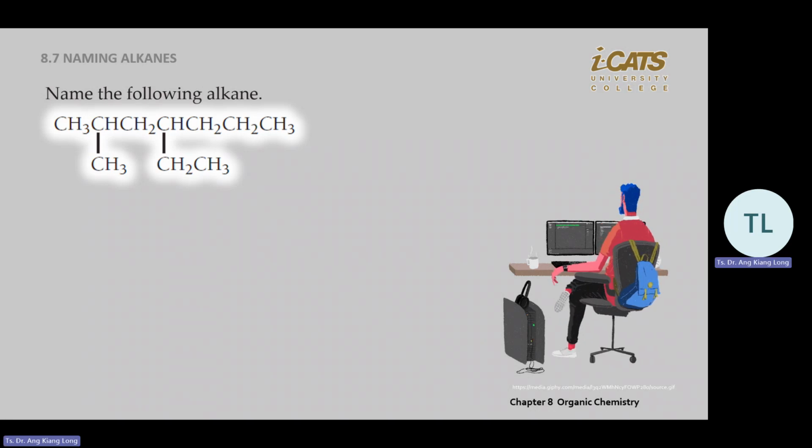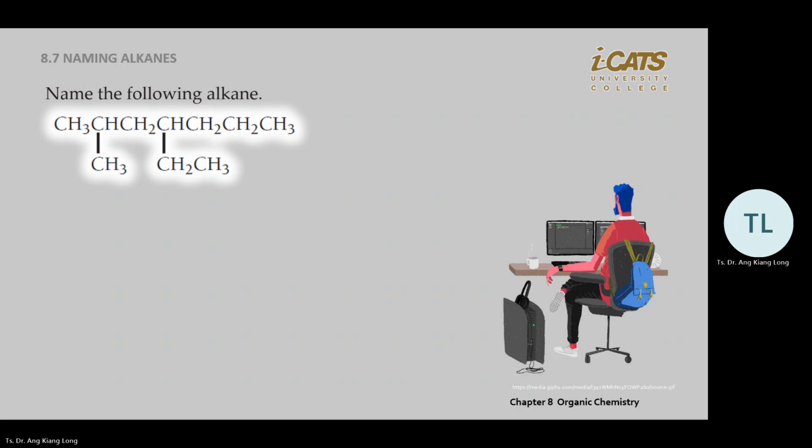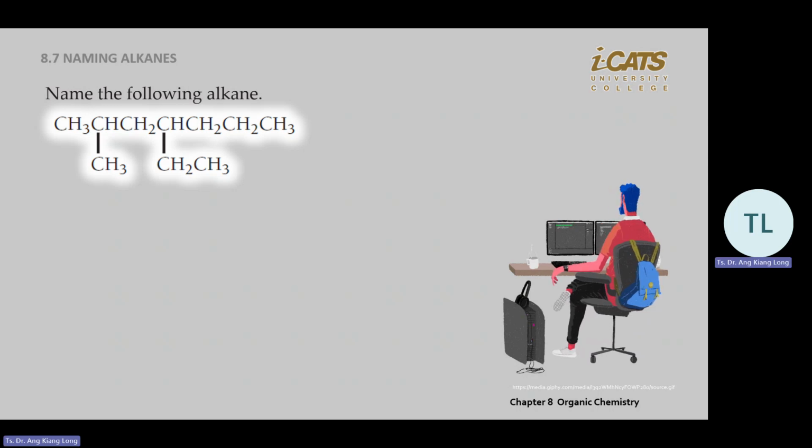Okay. Then after that is numbering. Numbering of individual branches. For example, you need to count from both ends. Always use the lowest number. For example, this one, you count from the left will be 1, 2, and then 3, 4. So for the first CH3 is number 2, and then the name of CH3. Comma. 1, 2, 3, 4. And then 4, the name of this one. Yeah, always use the lowest number.